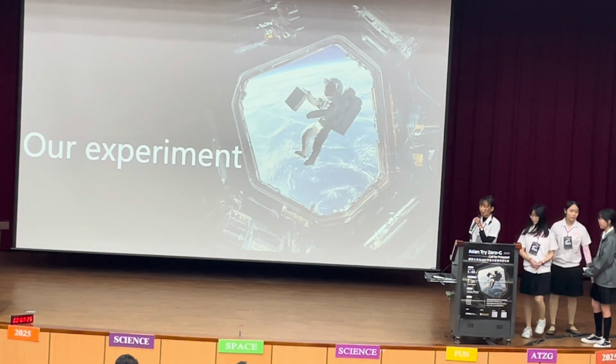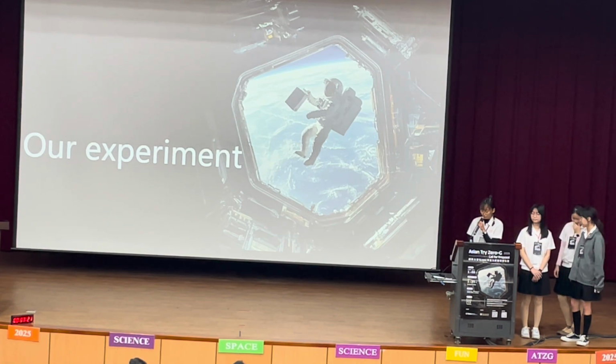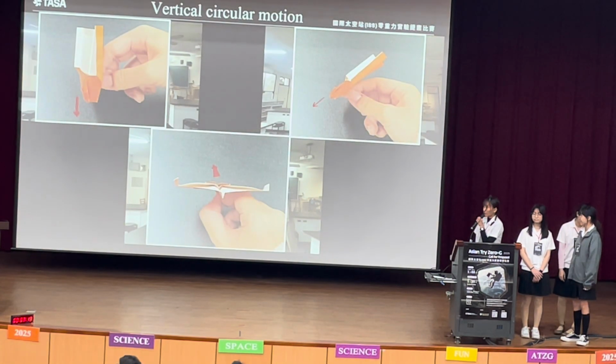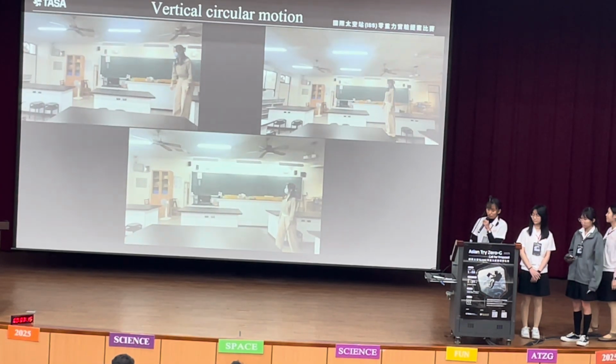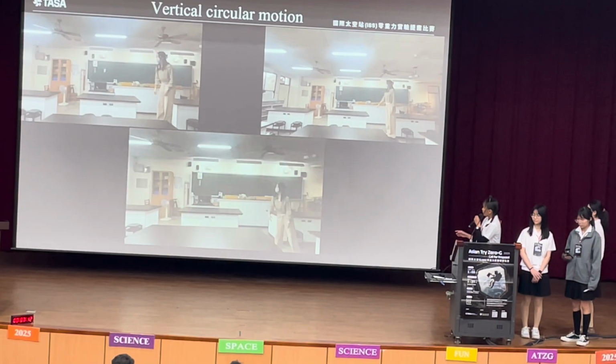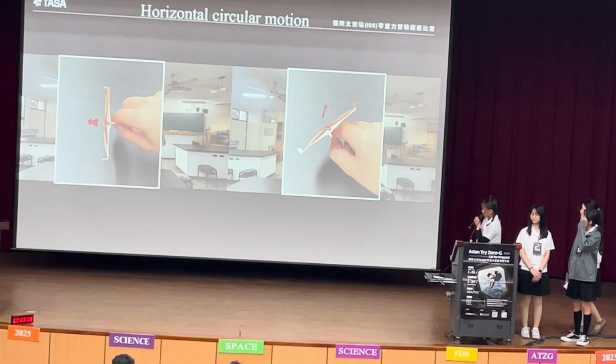Let me introduce our experiment design and the variables, similar to those given to astronauts. From our observation, we identified 2 main flight paths: vertical circular motion, shown in these videos, and horizontal circular motion, as seen here.